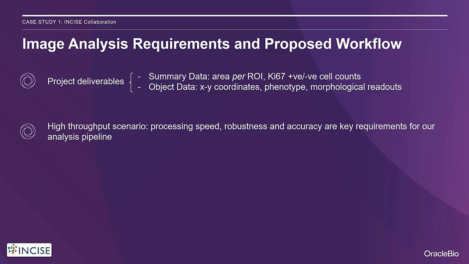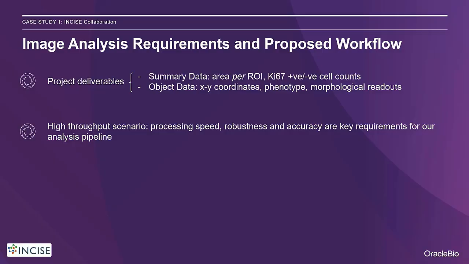So in terms of the digital pathology work package, the two main deliverables that we were assigned were, firstly, the generation of summary data, and that's per image, including area readouts for the main regions of interest and positive and negative Ki-67 counts split by ROI. And also the generation of cell object data, again, on a per image basis, including the spatial location of each cell, that is the XY coordinates, but also its assigned phenotype and a variety of morphological readouts, such as circularity, convexity, cell area, and so on.